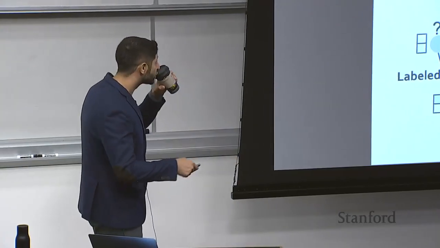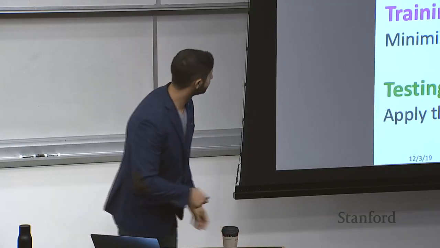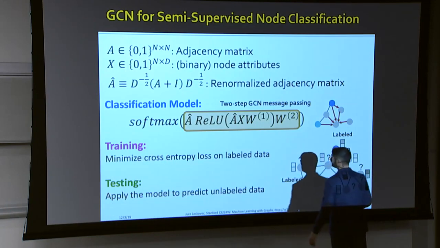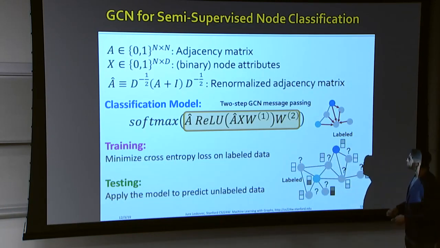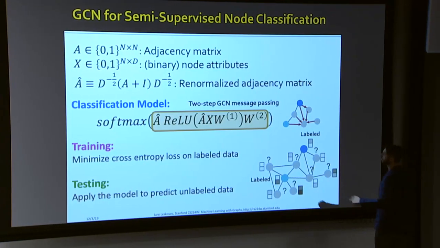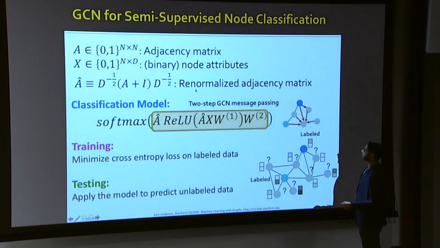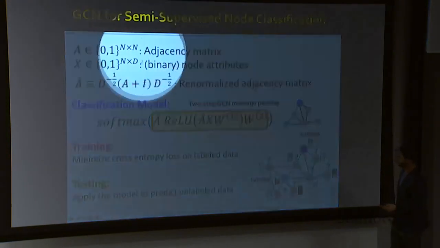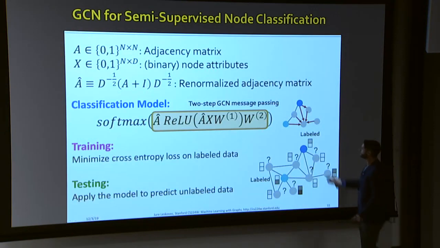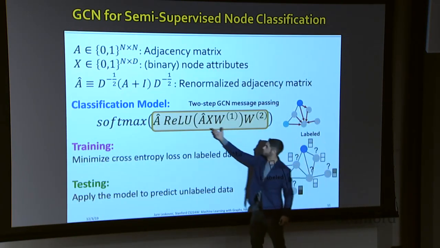So the way in which we did that is the following. A bit of a refresher on the notation. We have our adjacency matrix A. We have a matrix with all the node attributes, and then we have our A hat, which is just the renormalized adjacency matrix. And what we are doing is a simple two-step GCN message passing. So this is the first step.